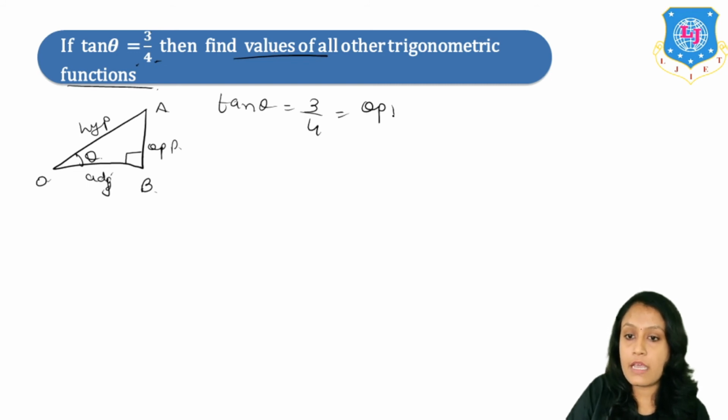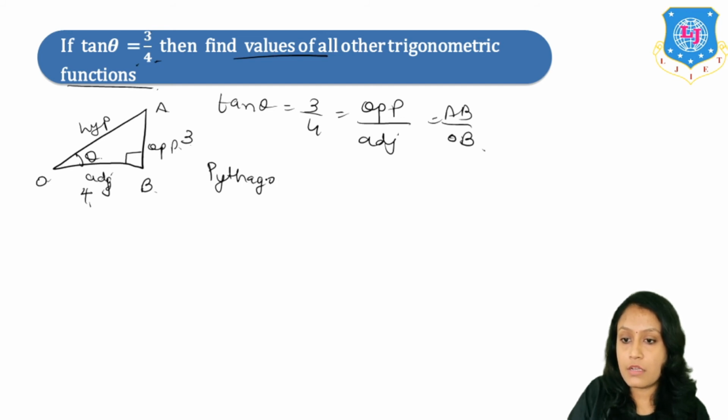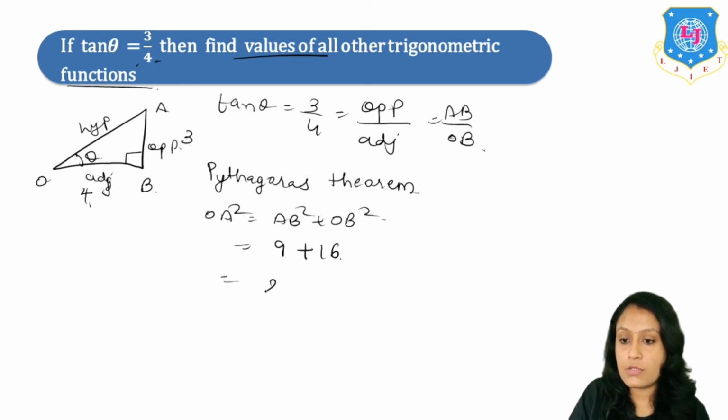Tan theta is given to us, that is 3 upon 4. Now we know that tan theta is opposite upon adjacent. Now the opposite side is AB and the adjacent side is OB. So this is your 3, this is 4. We need to find OA. Now using Pythagoras theorem, we can say that OA square is equal to AB square plus OB square. Now AB is 3, so AB square is 9, OB square means 16. So this is 25, and from this we can say that OA is 5.